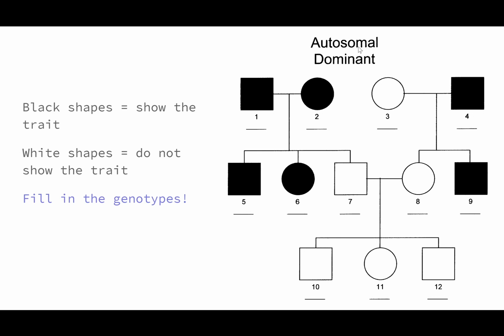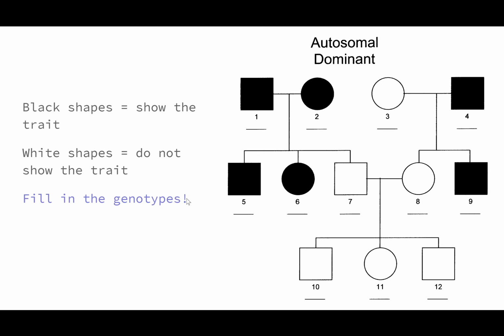It's going to act in a pretty simple manner: either it's dominant or it's recessive. In this case, the trait is dominant. I have here just a little key. Black shapes are individuals that show or express the trait, and the white shapes are individuals that do not show the trait. So the black shapes are going to show that dominant trait, whereas the white shapes are going to show the recessive.